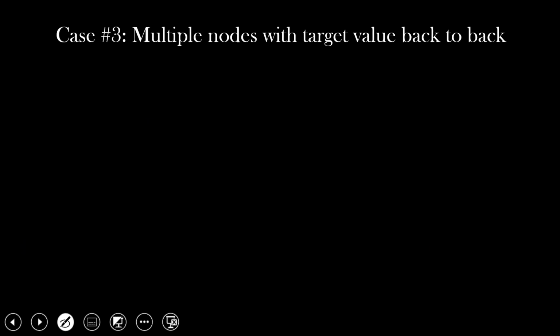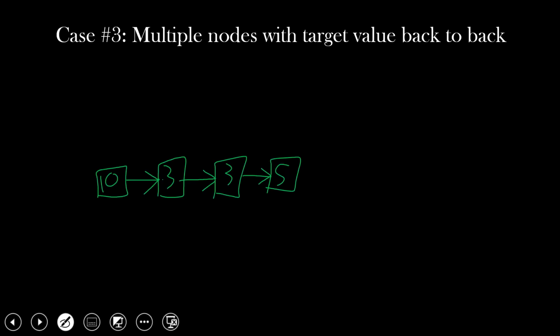So we are now at case 3, where we have multiple nodes that have our specific target back to back. This is what it looks like. Let's say this is our list: 10, 3, 3, 5, and let's say our target value is 3. For every node with a value of 3, let's delete it. Again, first things first, we want to introduce our dummy node. Alright, so we now have our dummy node, and as always, dummy is going to start off at the front of the list, as well as a current pointer.